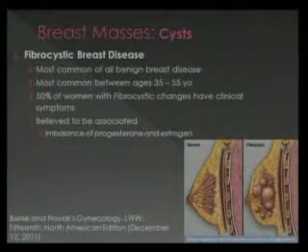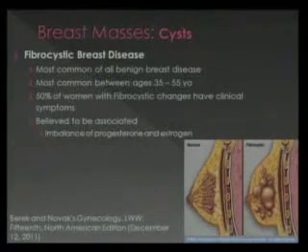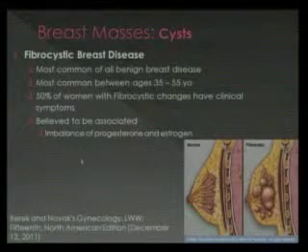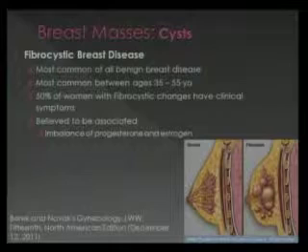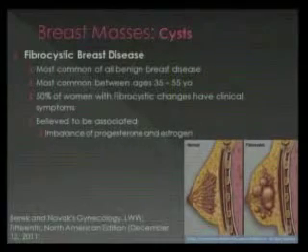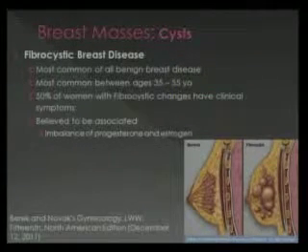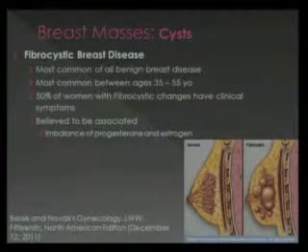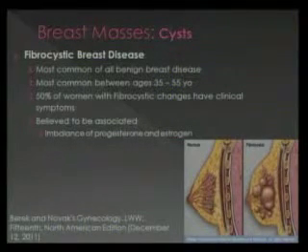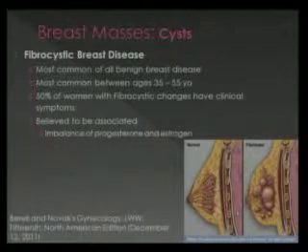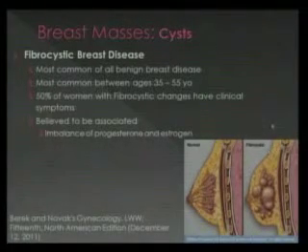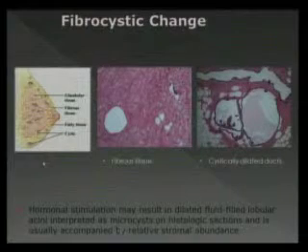And so when we look at breast masses, you've got fibrocystic breast disease. This is the most common of all breast disease. It's most common between women of age 35 to 55 years old. 50% of the women with fibrocystic changes have clinical symptoms, and it's believed to be associated with the imbalance of progesterone and estrogen. So here you can see your fibrocystic changes, and we're going to look at that a little closer.